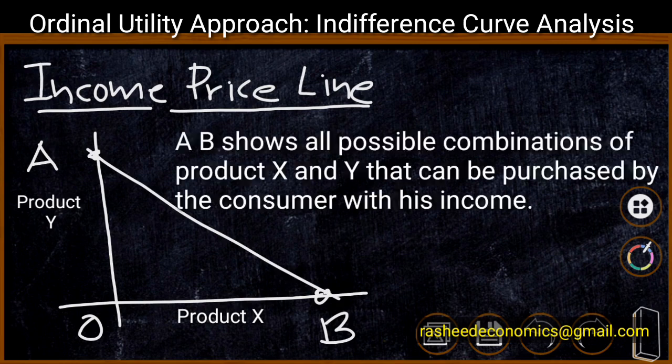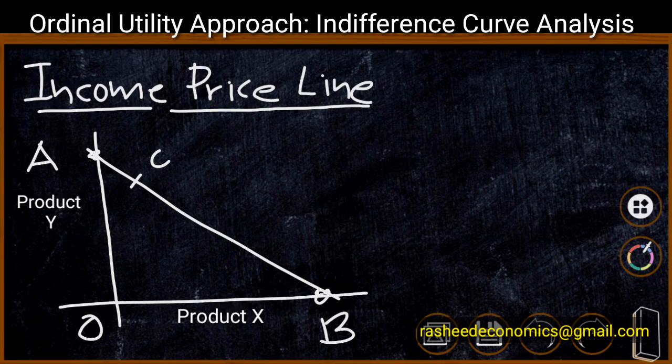It shows all possible combinations of the two products X and Y that can be purchased by the consumer. Suppose the consumer is selecting point C, he needs to spend his entire income. Similarly, if he is selecting point D, he needs to spend his entire income. Similarly, point E is also the same as points C and D, because he has to spend his entire income.